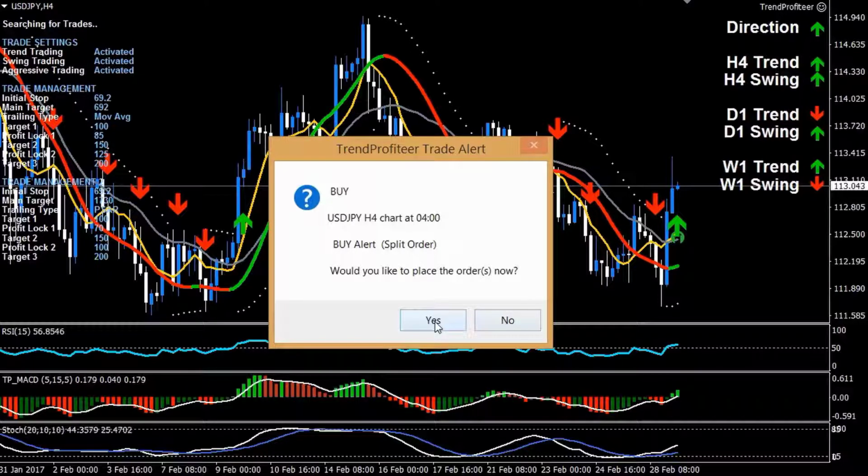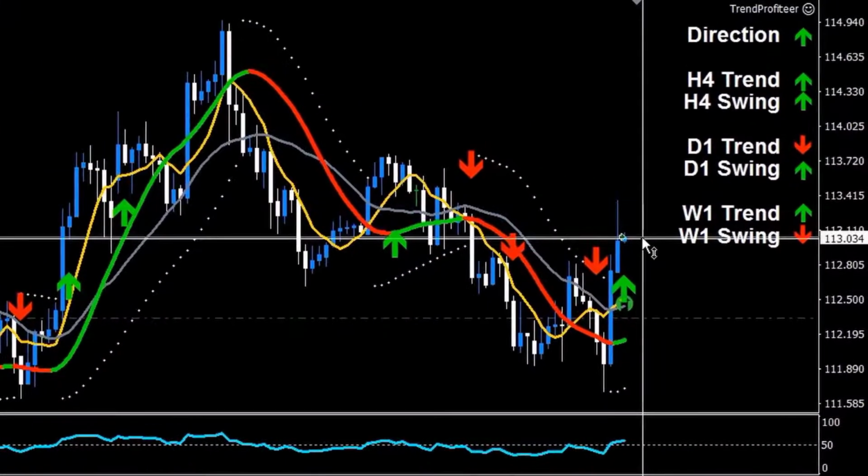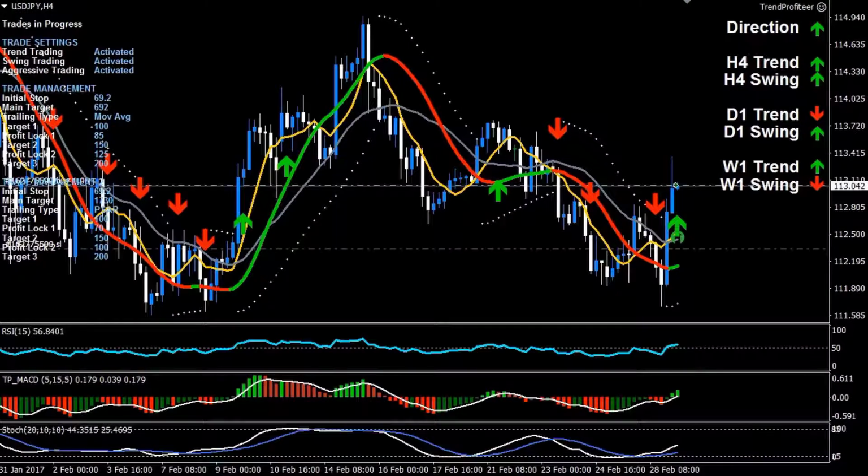All I have to do is click yes. My trade assistant alert pops up when I do have a trade opportunity existing. So it's 70 pips risk, and you can see there about 75 pips to the recent high, and then about 190 pips to the ultimate high. So I've got my trade management in place.